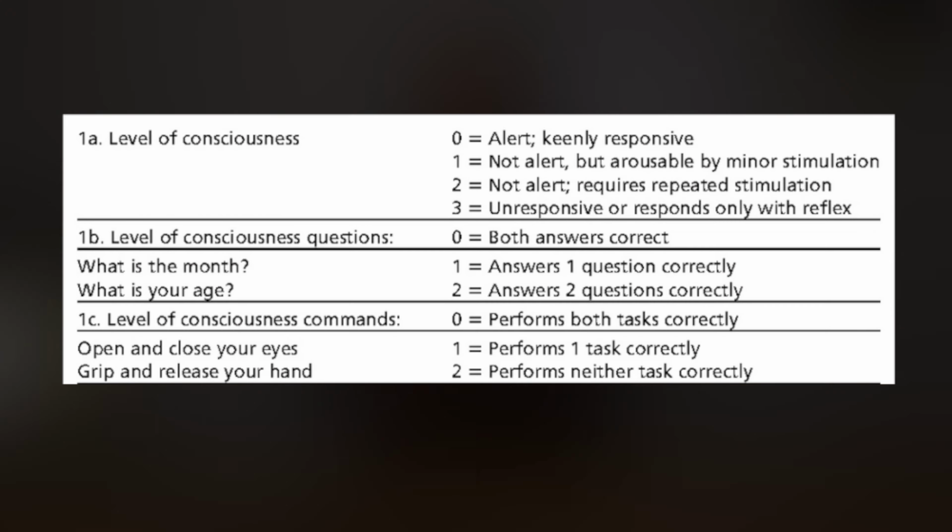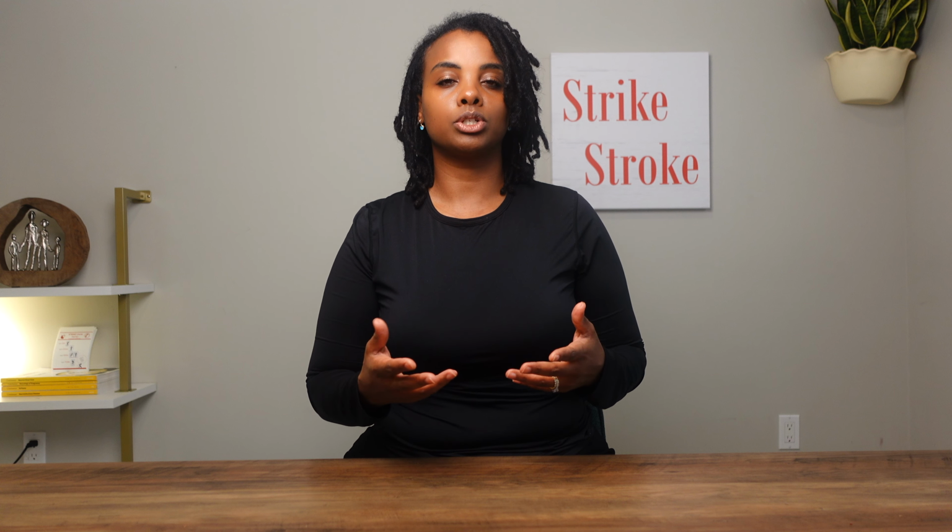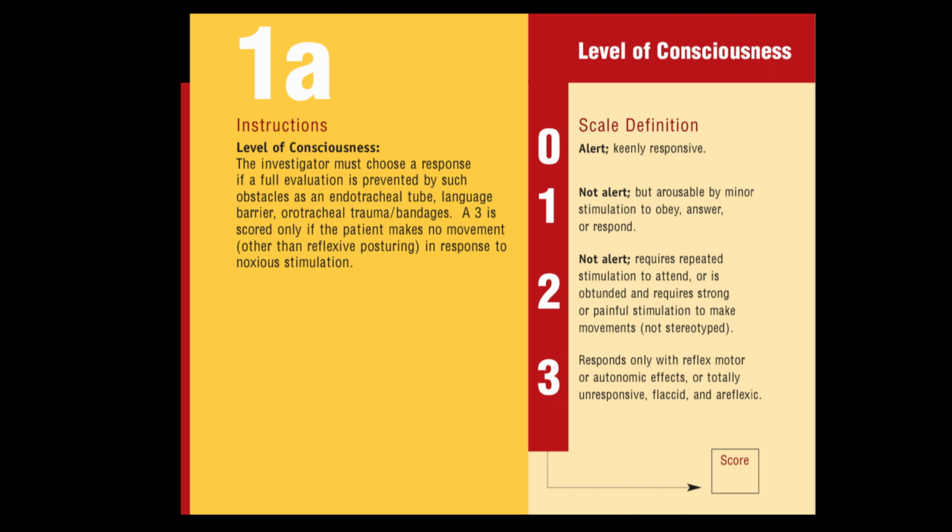The first section has 3 subsections: Section 1A, 1B, and 1C. Section 1A is scaled 0 to 3, and it's looking at the overall impression we have of the individual who is involved in the stroke code. So if you walk into a stroke code and you see the individual on the stretcher, awake, looking around, and as you approach them, they are responsive to your examination or history taking, then they will score a 0 because they are alert and keenly responsive.